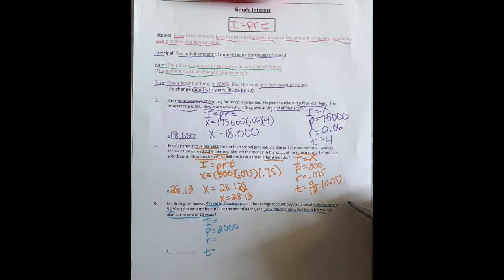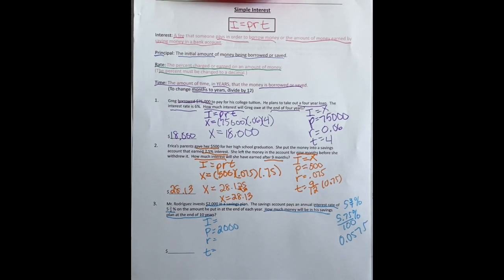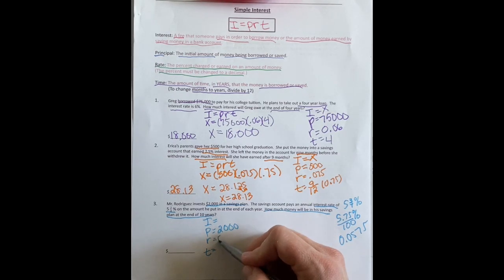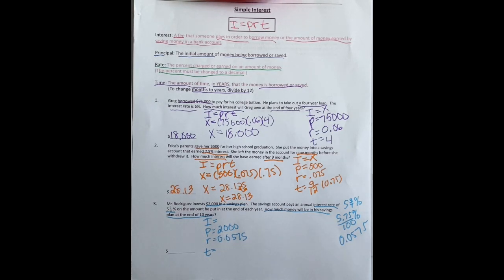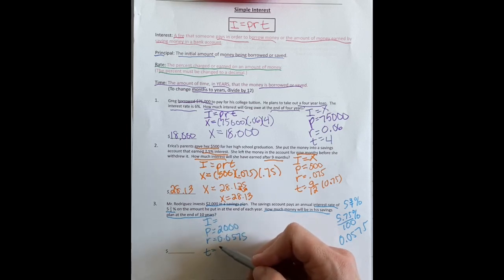So you have to take 5 3/4% and change it into a decimal. So 3/4 is 0.75%, and then divide it by 100 to get what just the decimal would be. And that would be 0.0575. And then the amount of time would be 10 years.